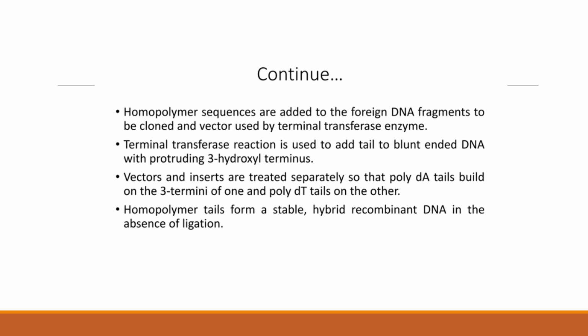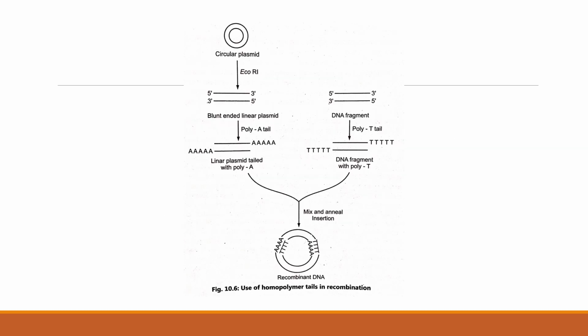Then sometimes some other method can also be used in order to link the vector DNA and target DNA. The fourth process is homopolymer sequences, or tailing. For example, we already know that if they have staggered ends only, they can be ligated. So if the target DNA and vector DNA have blunt ends, then they cannot be ligated. For that purpose, we can do homopolymer tailing.